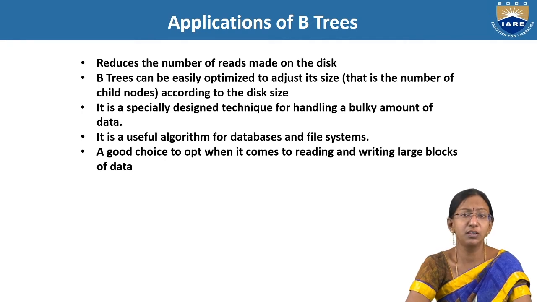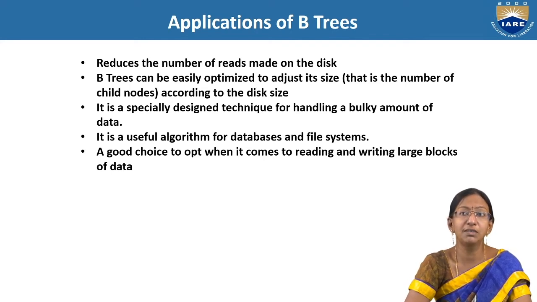Let's look at the applications of B trees. It reduces the reads made on the disk, because once we search in the root node, we can see whether the search element is within the root node or not, or else we can come to a conclusion about which child, between which keys, the search element exists in. Thereby we are reducing the search area drastically.